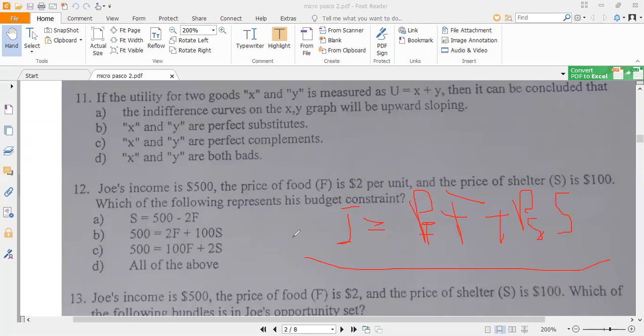So the income is 500. We have 500 here. We have been given the price of food as 2, so we'll have 2F here. Then the price of shelter is 100, so we have 100S. So I think that should be B, right? B, 500 is equal to 2F plus 100S. So this is the budget constraint. That should be B.